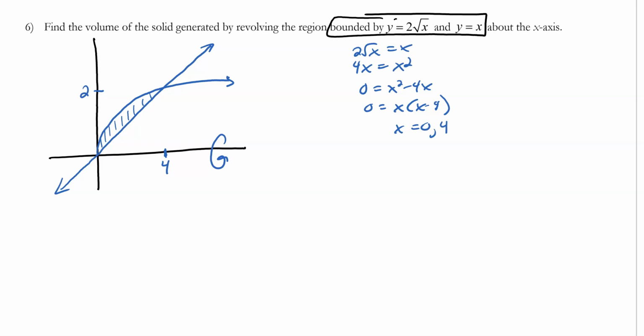Now, this is a washer problem because you'll notice that I have all this space right in here that's empty. It's not going to be filled in. Because we have that gap, if there's any kind of gap between our bounded region and our axis of revolution, in this case the x-axis, then this is going to be a washer. And we're revolving around a horizontal axis, so that means we're going to be doing stuff with respect to x. All things we've got to consider.